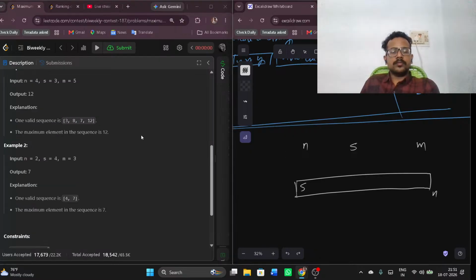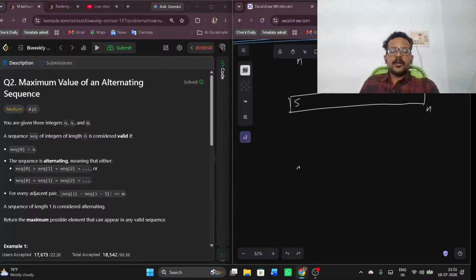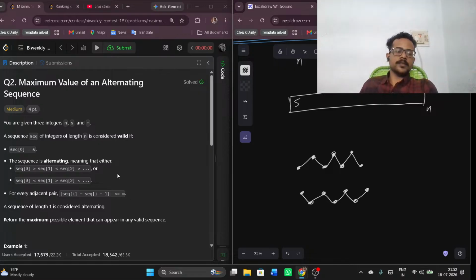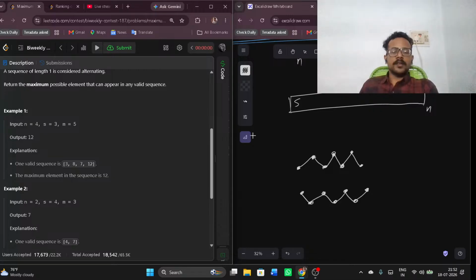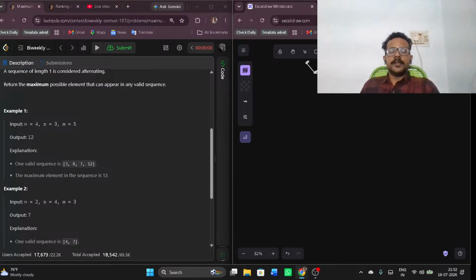Like this: low, then high, small and then high, or something like this. I think you got it. Or this. Let me tell you, I'm choosing the first one so that we don't get confused on either side. Let us take this example. N is equal to 4.